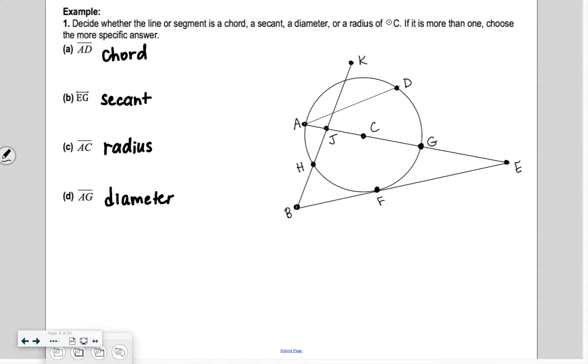So was AC the only radius drawn? No, I could have CG, or I could actually connect these, CF. That would also be a radius as well. So there are other radii in there.